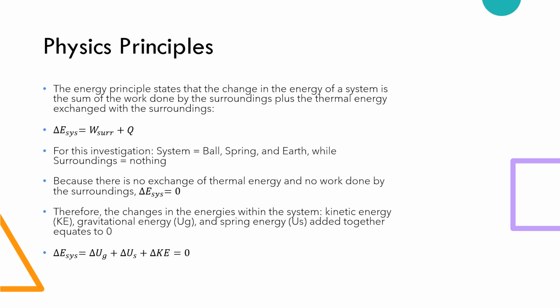For this investigation, the system is equal to the ball, spring, and Earth, while the surroundings is equal to nothing. Because there is no exchange of thermal energy and no work done by the surroundings, the change in E system is equal to zero. Therefore, the changes in the energies within the system, kinetic energy, gravitational energy, and spring energy, added together equate to zero, as shown.